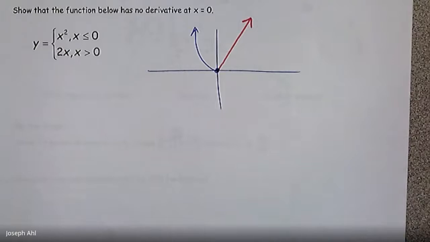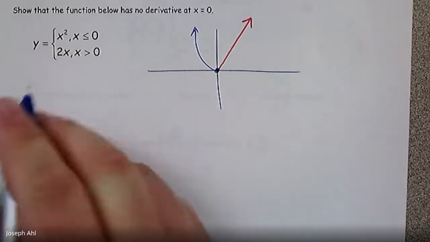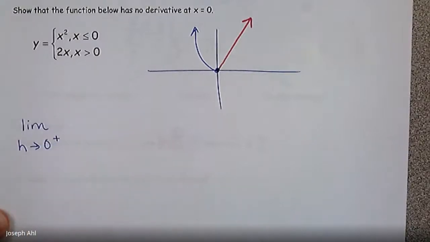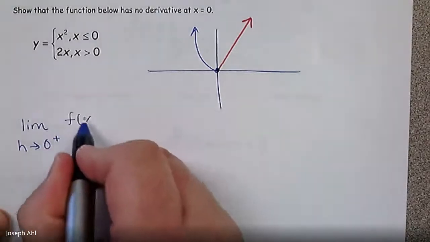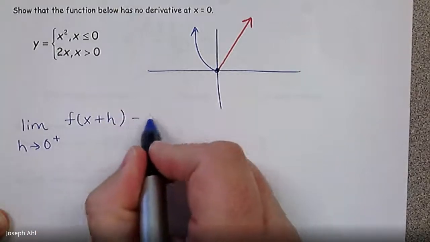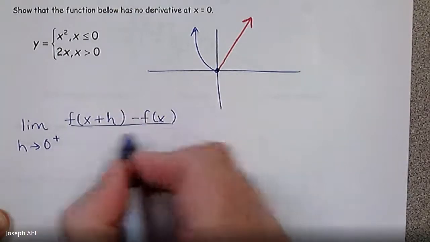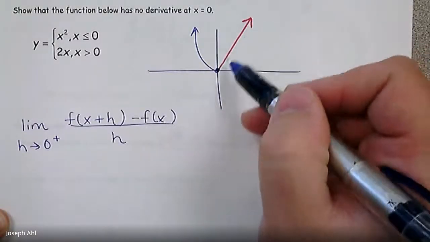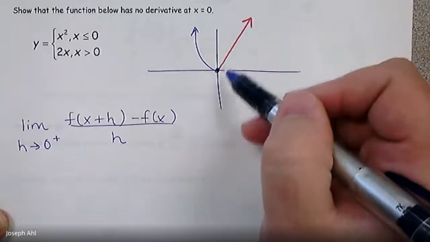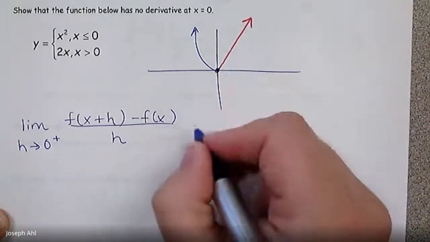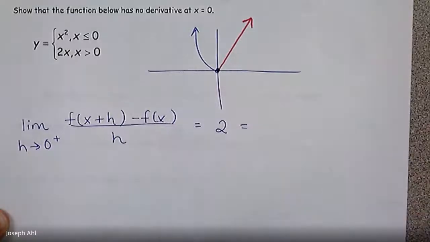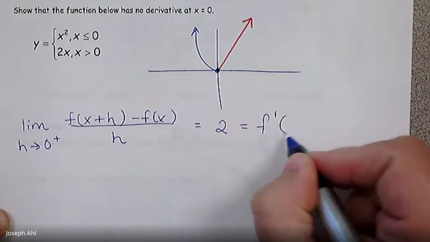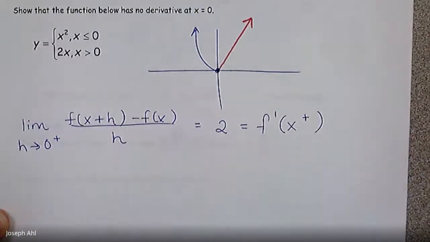So notationally, what you would write here is the limit as h approaches 0 from the right. We'll start with that. Of f of x plus h minus f of x all over h. Well, what's the slope of the tangent line as I approach from the right? It's going to equal the slope of this line. And we'll actually prove that in a moment here. But that's going to equal positive 2. And the way you can define that notationally is saying that this is the derivative of x from the right-hand side.